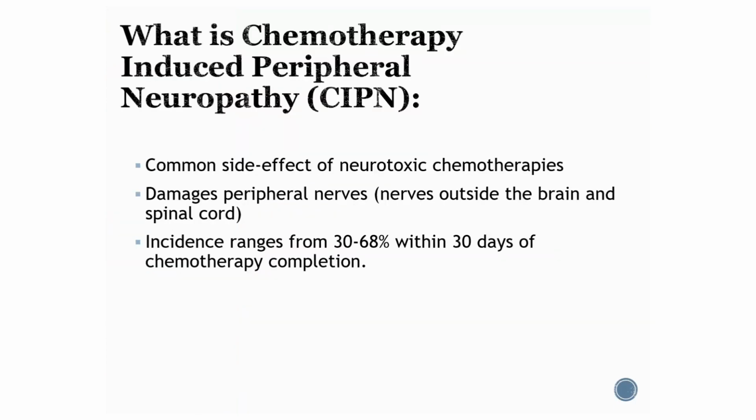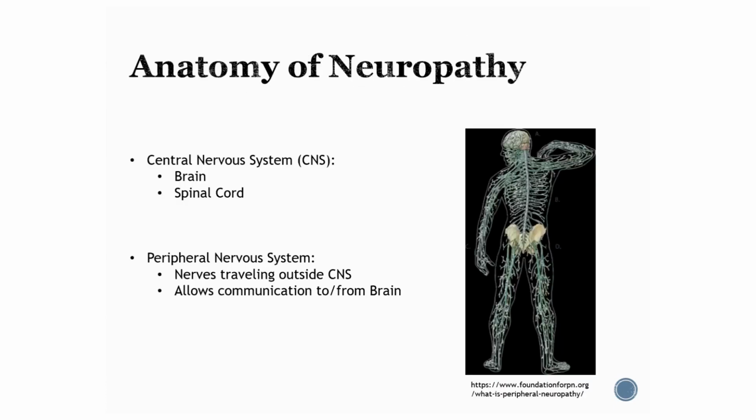So what is CIPN? If you're on here, you probably already know these things and you know the symptoms, but as a review, it's the second most common side effect that people will experience with neurotoxic chemotherapies, and it damages peripheral nerves, those nerves that are outside the brain and the spinal cord. The incidence ranges from 30 to 68% within 30 days of chemotherapy completion for people on these specifically neurotoxic chemotherapies. So, just a review of our anatomy for why neuropathy occurs where it does.